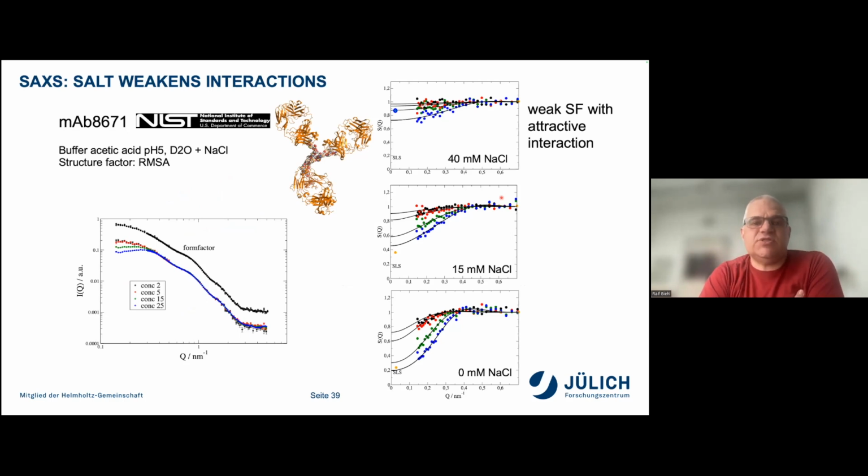I show here just a sequence of measurements with the same buffer. That was what we decided to use here, this acetate buffer. And we changed here 40, 15, and 0 molar added salt. So we see in the structure factor that was extracted that without salt, we have a stronger structure factor than with salt, where we have a lower structure factor.